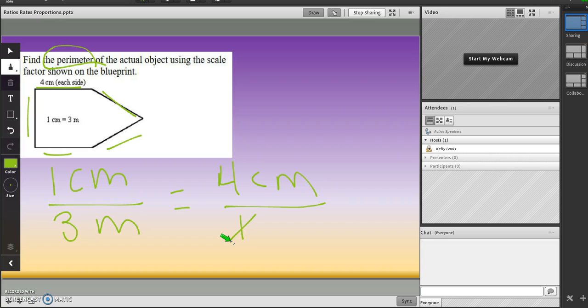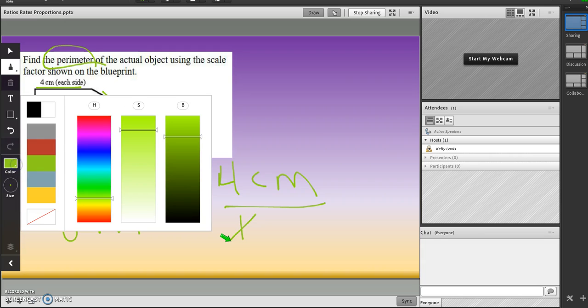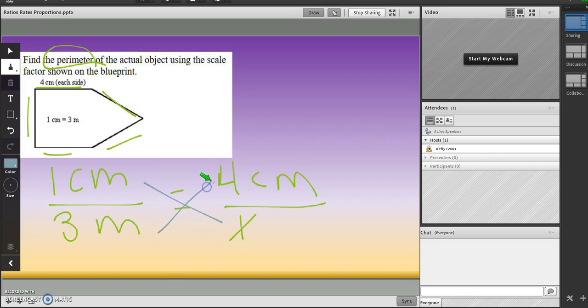So we're going to set up a proportion. To solve a proportion, you cross multiply and divide on both sides. I'm going to cross multiply, not multiply across, cross multiply. So 3 times 4 is 12, 1 times x is x. So each side now is not 4, it's going to be 12 meters. So this is 12, that's 12, that's 12, that's 12, and that's 12.